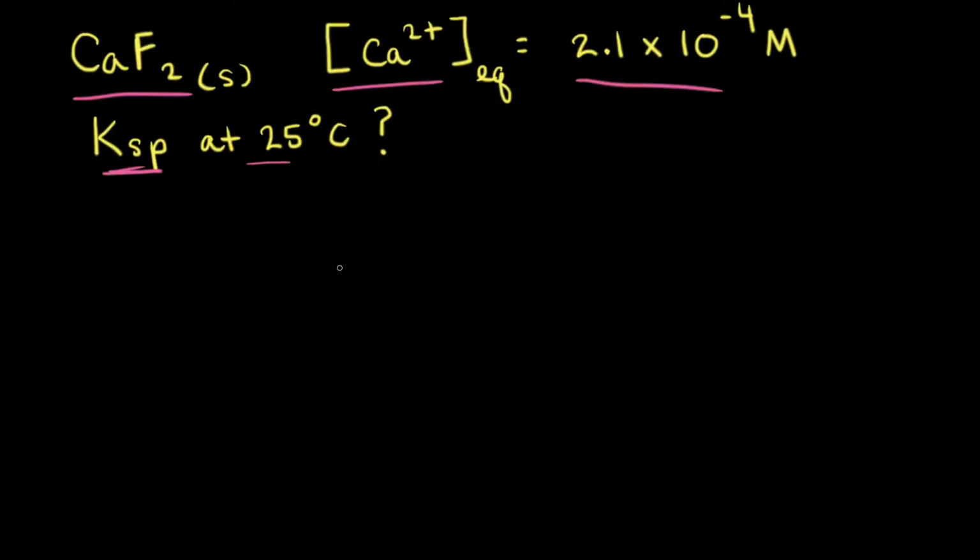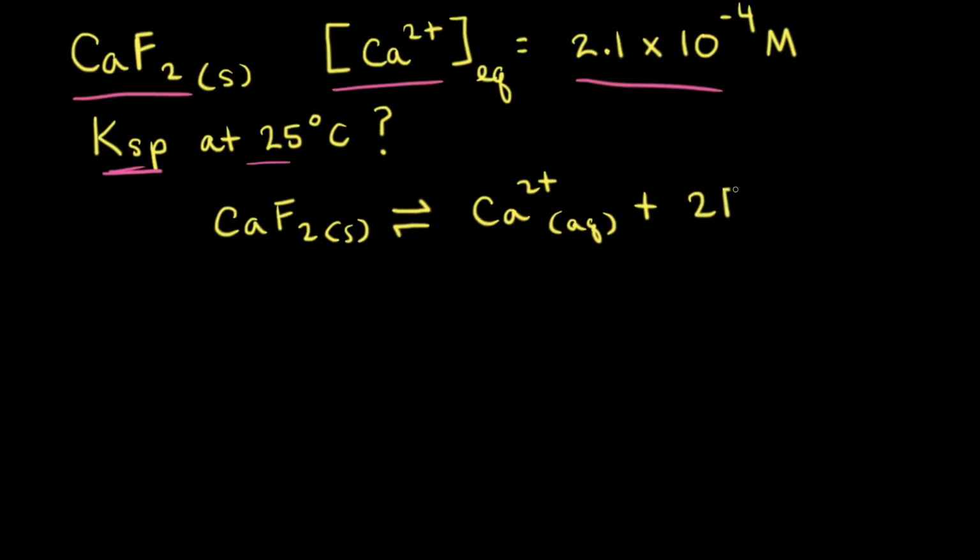The first step is to write out the dissolution equation for calcium fluoride. So we would write CaF2 solid, and we know that calcium forms a 2+ cation. So we would write Ca2+ in aqueous solution. And to balance everything, we'd need 2 fluoride anions, so 2F-, also in aqueous solution. The next step is to use the balanced equation to write the Ksp expression.